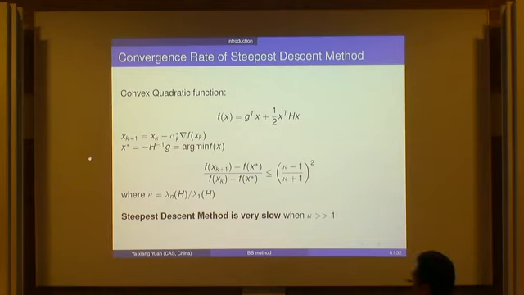If you run the steepest descent method on a quadratic function, the method is very, very slow. Think about it: in the steepest descent method you search along the steepest direction, and then at the next iteration, you change 90 degrees. So if the condition number is large, you will have a zigzag. This is very intuitive, a very slow algorithm.